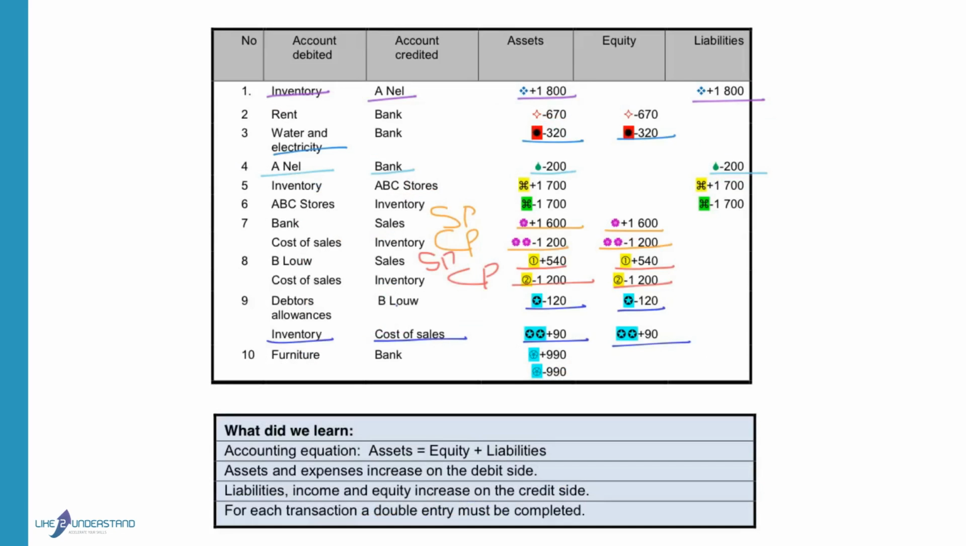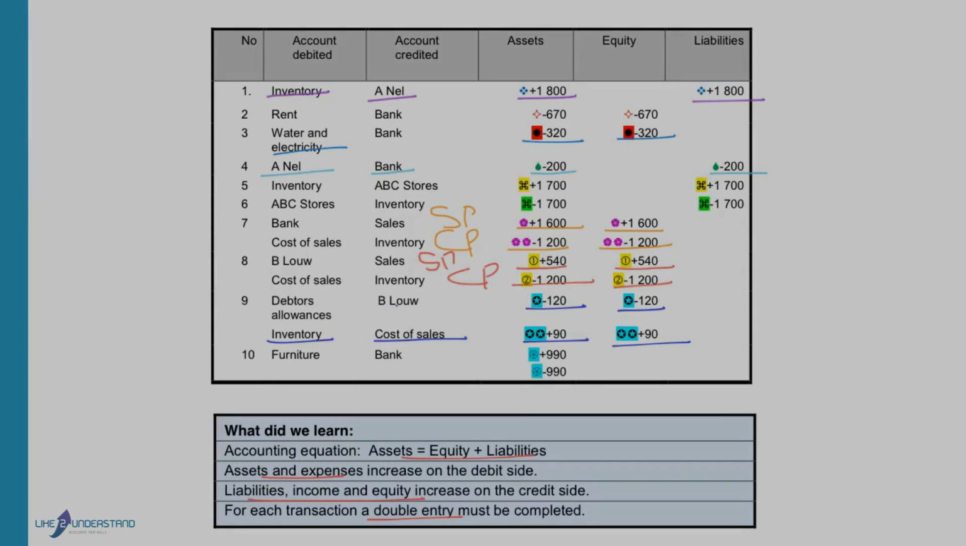What did we learn? Assets equals equity plus liabilities. Assets and expenses increase on the debit side. Liabilities, income and equity increase on the credit side. And every time that we complete an entry, we must complete a double entry with one account on the debit side and one account, the entry on the credit side.